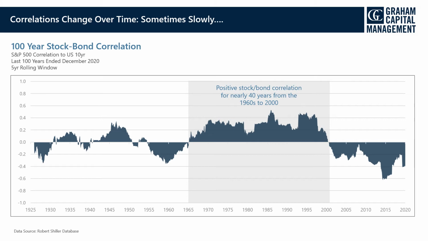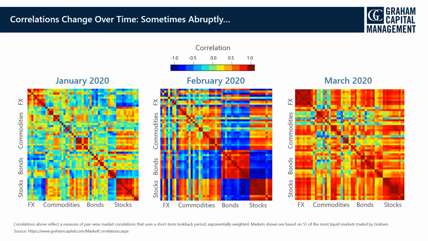Markets go through cycles, they go through regimes. Correlations aren't static. They don't stay fixed in one place. They can change slowly, like they have done in this case. It's ebbed and flowed over time. Sometimes correlations can change very quickly.